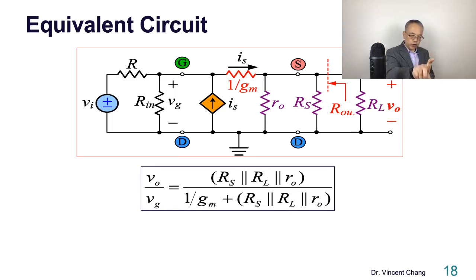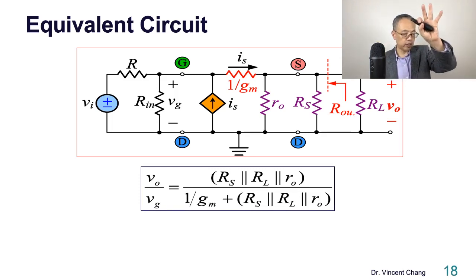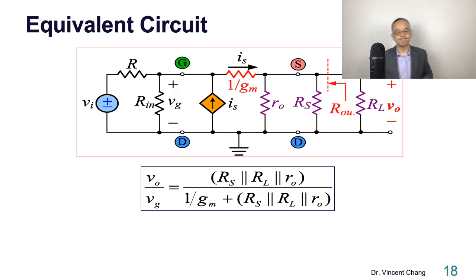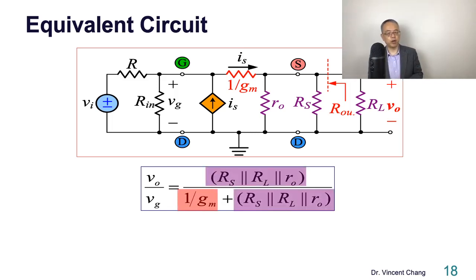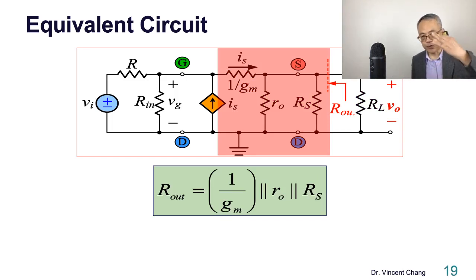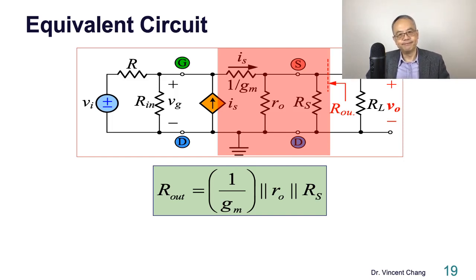The ratio between VO and VG is the external on the top, and the total, the sum of internal and external, in the denominator. This is internal, 1 over gm, and the external is the purple one. The output resistance is the parallel combination of the three. I don't think I need to explain again why the gate can be treated as grounded.